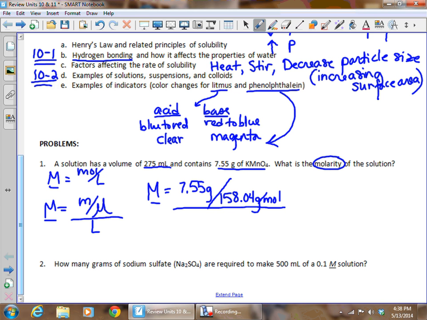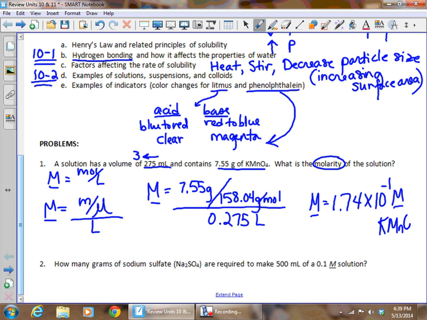And remember, when you're putting in the volume, it has to be in liters. Rule of 3, move that decimal 3 places to the left to get from milliliters to liters. So 0.275 liters for your volume for this. And when you work this out, the molarity comes out to be, with 3 sig figs, 1.74 times 10 to the negative first molar KMnO4. So that's the answer for that one.